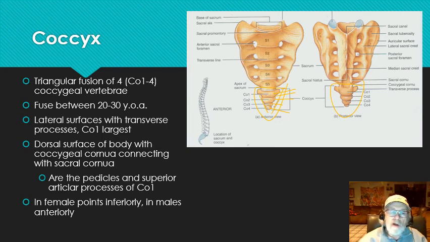In the female, it's pointing downwards. In the male, it points a little bit forwards. And the reason why it points downwards more in the female is because they want to keep the birth canal open.